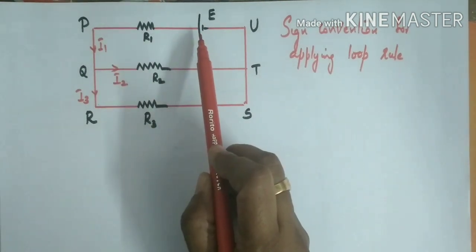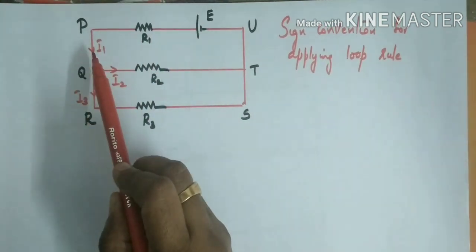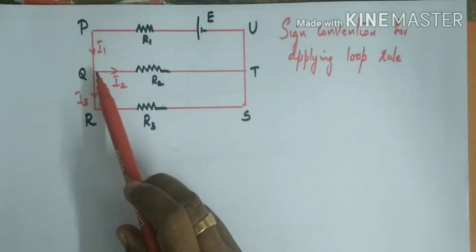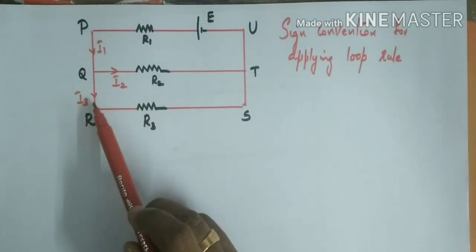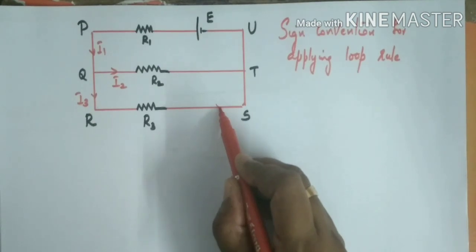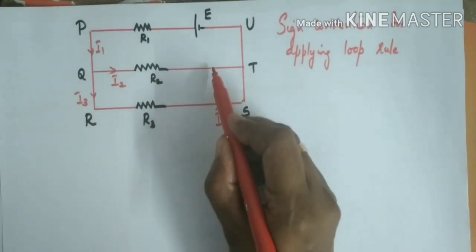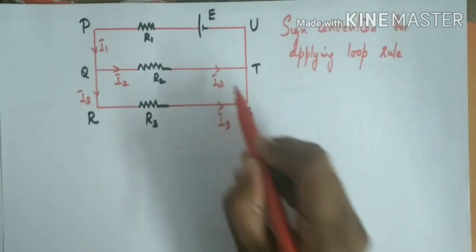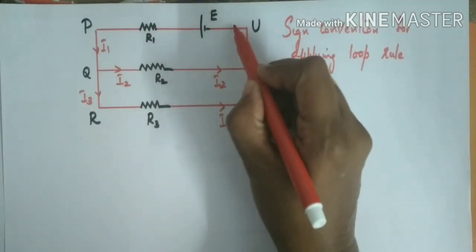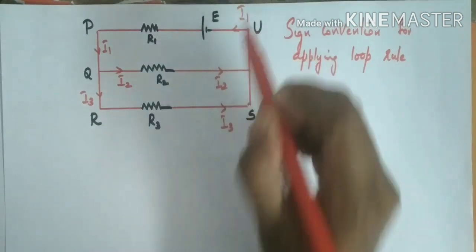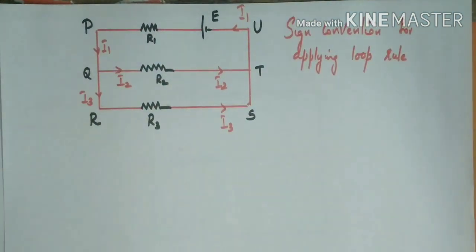Here a single cell is present. Let the current be I1. Here at this point I1 splits to form I2 and I3. In this branch the current is I3, and in the other branch the current is I2, and I2 and I3 combine to form I1. So that is the direction of current.